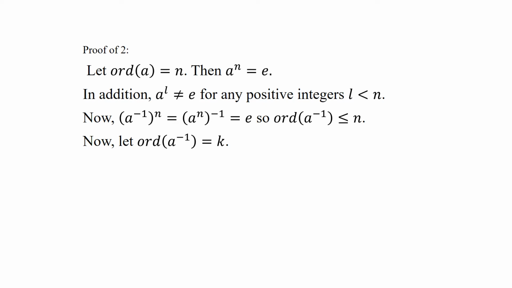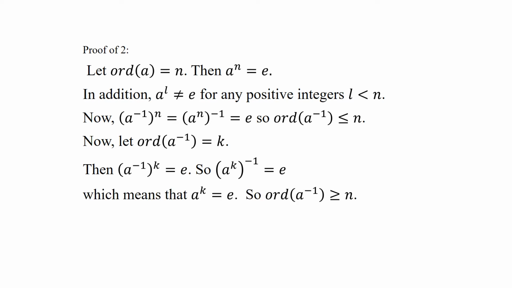So let's look at the order of a inverse and give it a name. We call it k. What do we know about k? I know that if I take a inverse and raise it to the kth power, I get the identity. Again, using my properties of the exponent, that tells me that a to the k inverse is e. Well, if a to the k inverse is e, then that guarantees to me that a to the k is e as well.